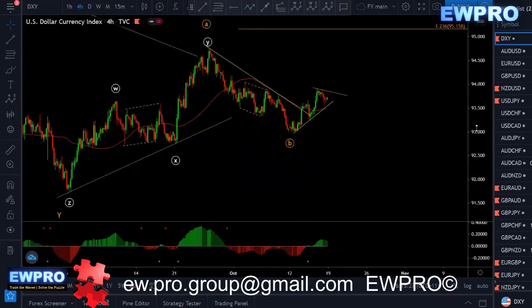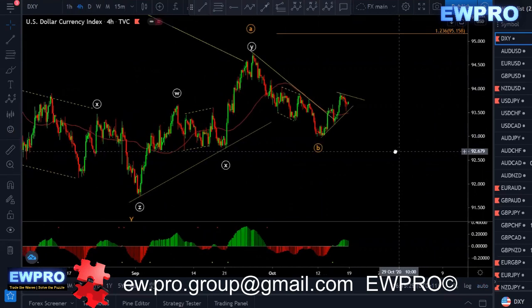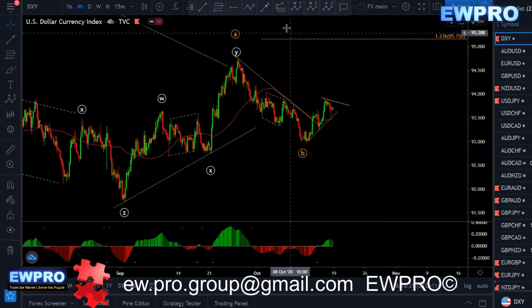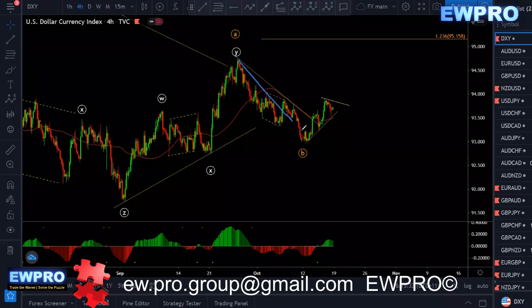H4, we have this. This is a larger correction for the daily internal B wave. And we still have that bull hidden here, which is confirmed. So I would have liked the WXYXZ. It didn't happen like that. We got the larger correction.